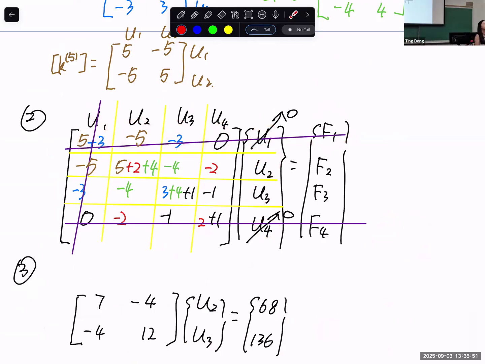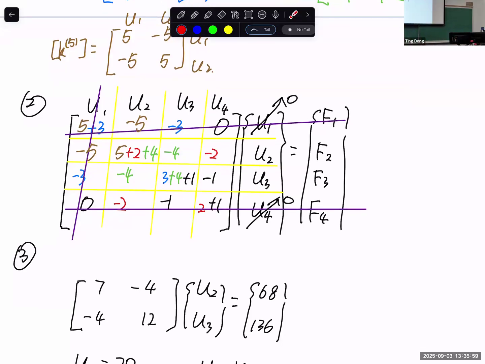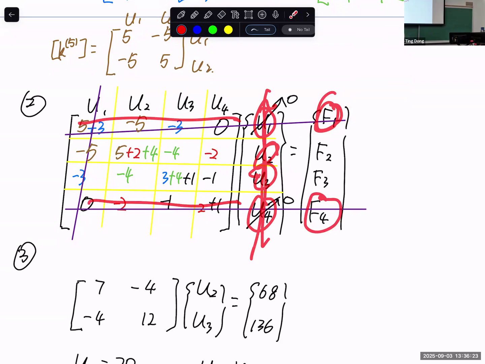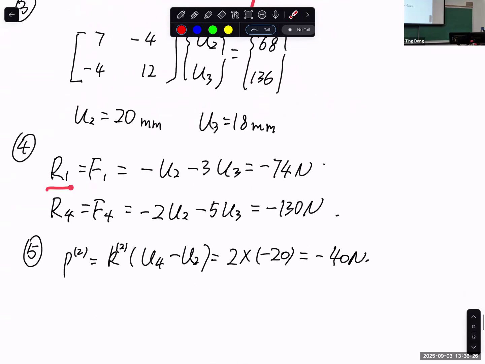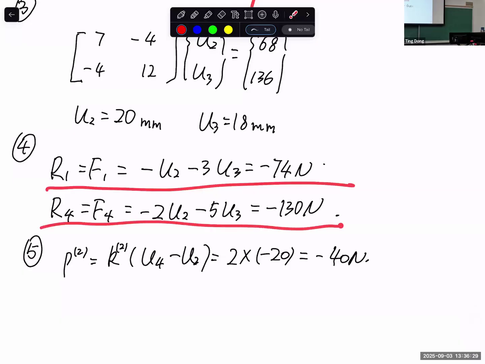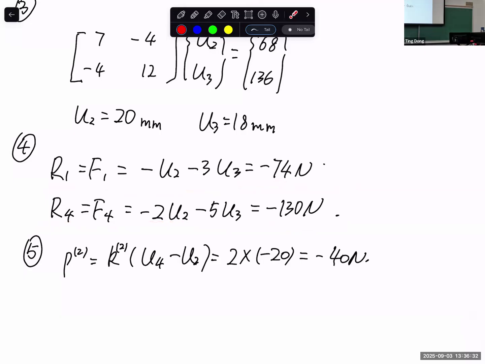Explain how to solve R1, R4? R1 is the reaction force. Reaction force is the external force. So basically we are summing F1 and F4, right? In this 4x4 matrix equation, U1 and U4 are 0, and U2, U3 are what we need to solve for. To calculate this, back to matrix vector operation: this row times this vector equals F1, and this row times this vector equals F4. Make sense? That's why we have R1, R4. Is this clear? Okay.